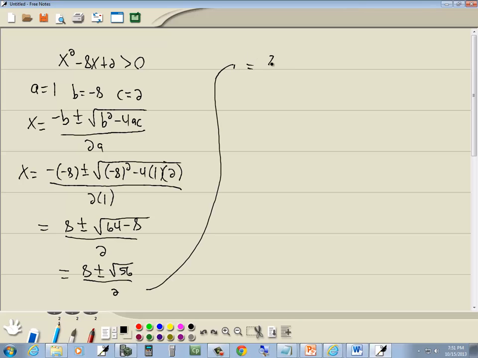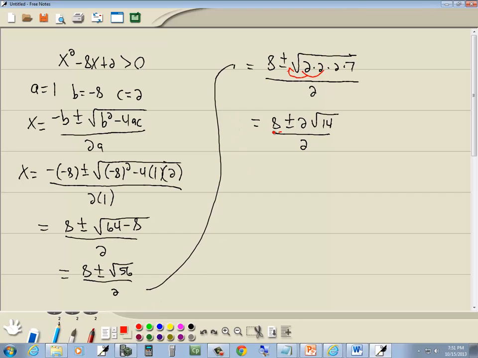Now 56, I believe, breaks down. It's 2 times 28. 28 is 2 times 14. 14 is 2 times 7. So 2 times 2 times 2 times 7, all over 2. Now with the square root, we're looking for a pair of numbers. Here's a pair of 2's, so the pair of 2's is going to come out in front as a single 2. So that becomes 8 plus or minus 2 square root, and we're left with 2 times 7 inside, which is 14, over 2.